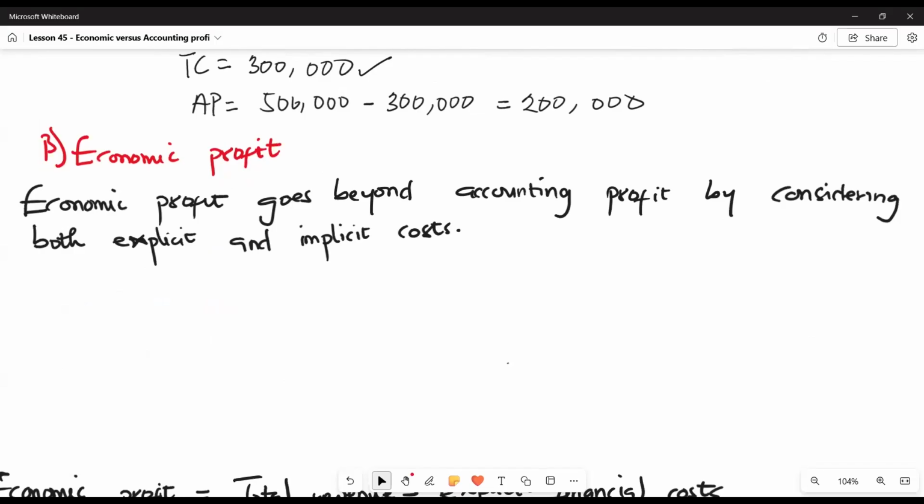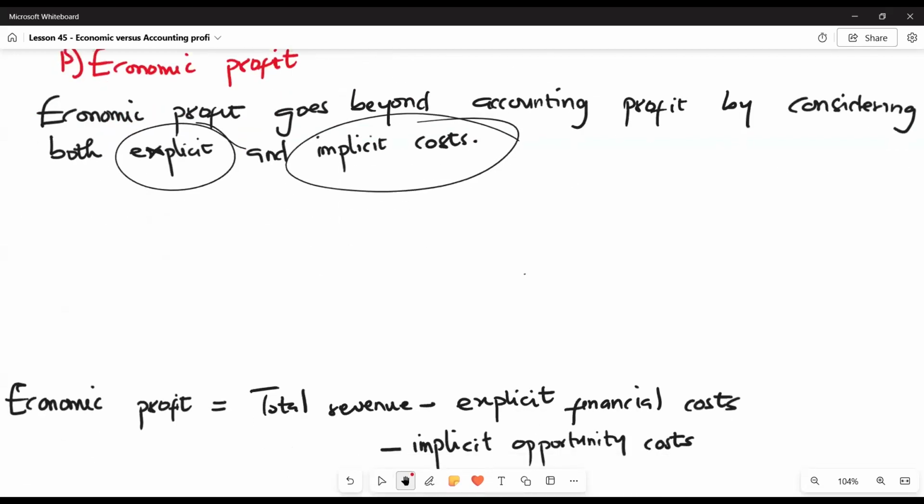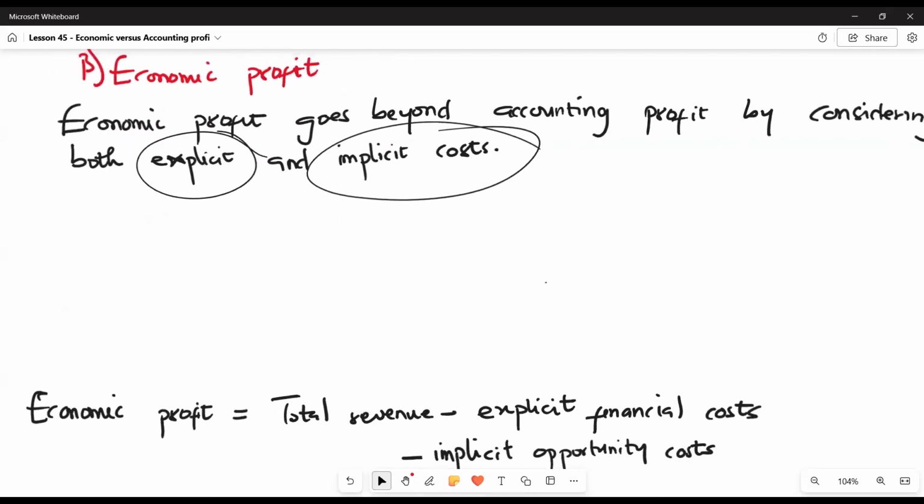Economic profit goes beyond accounting profit by considering not just the explicit cost, but also implicit cost. So what do we mean by implicit cost? Implicit costs are the opportunity cost of resources employed in a business. An example of this is one's own time and the foregone earnings from alternative investment.